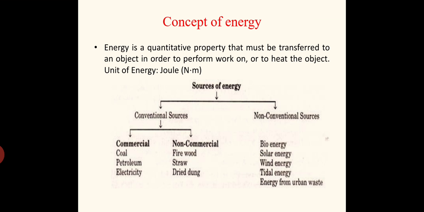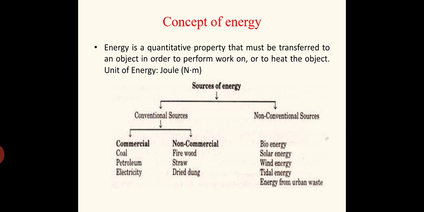Okay, so moving to the first topic, that is concept of energy. Energy is a quantitative property that must be transferred to an object in order to perform work on, or to heat the object. Simply, we will say energy is capacity to do work. So the unit of energy is joule, and in SI units it is also expressed as Newton meter. So 1 Newton meter is equal to 1 joule.